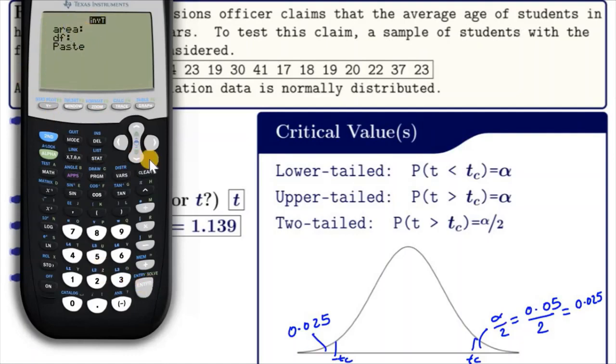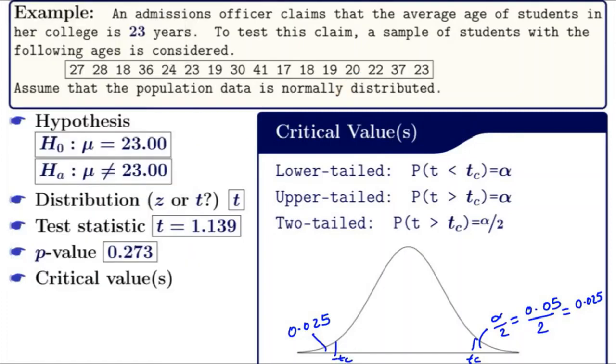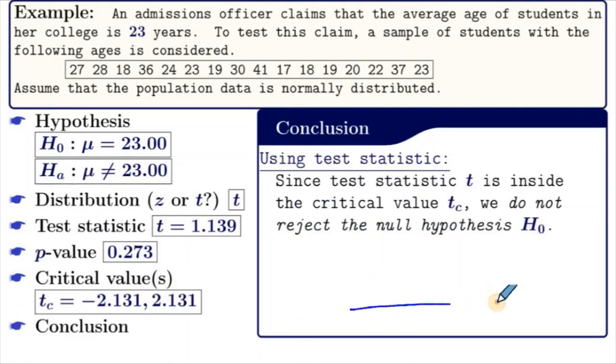So the calculator takes area to the left, and if we are looking at this point here, the area to the left of this point is 0.025. So let's put that, 0.025. Then our degrees of freedom is 15, then hit enter and enter. So this point here is negative 2.131. Let's put the critical values down here. So therefore, our critical values are negative 2.131 and 2.131.